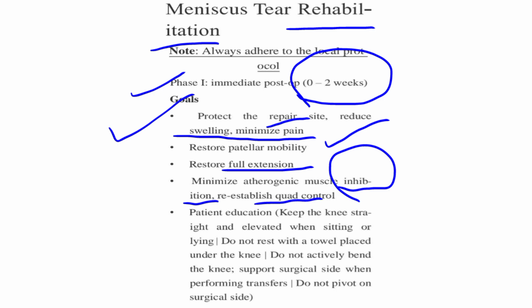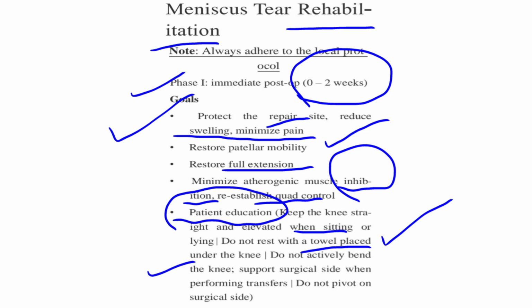Re-establish quad control. Patient education in the acute phase is very important. Keep the knee straight and elevate when sitting or lying. Don't rest with a towel placed under the knee. Do not actively bend the knee. Don't overload the joint in the acute phase. Don't pivot on the surgical side. So these are the precautions. We do patient education, and the goals are to protect the repair site, reduce pain and swelling, and restore patellar mobility.